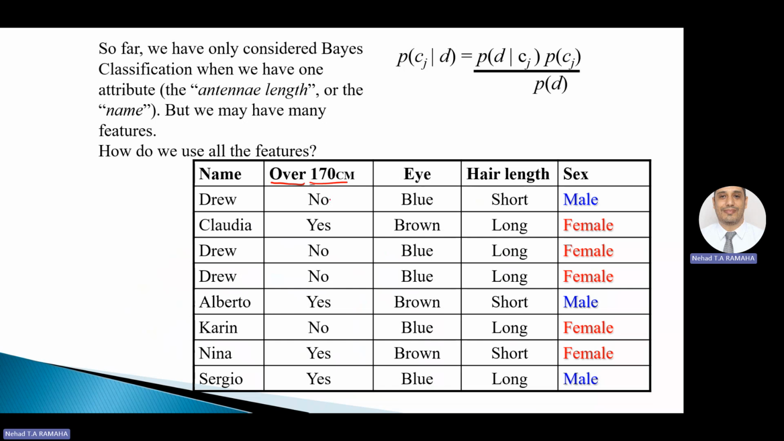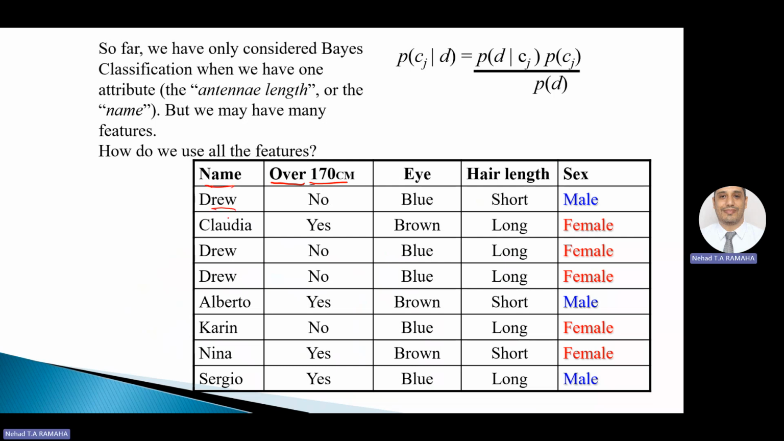Yes or no? So usually when you want to identify a person, okay, the officer who arrested me, I remember his name Drew, but we have many Drew. We have females, males, and so on. Okay? What's the color of the eyes? What's the hair length? And so on. So we have this data.